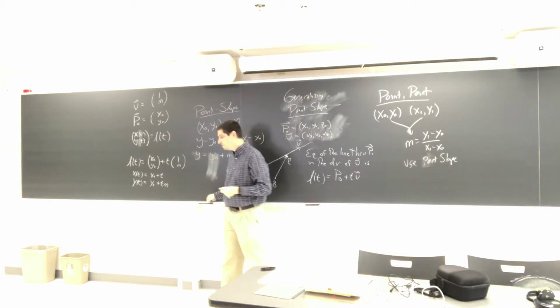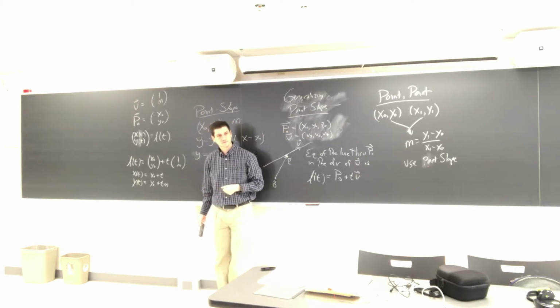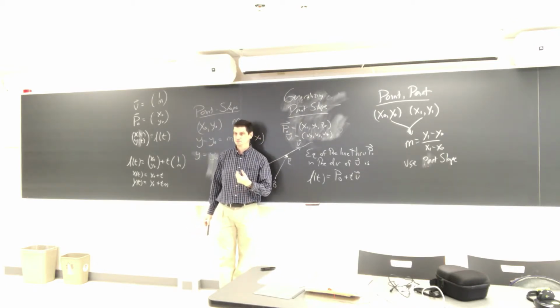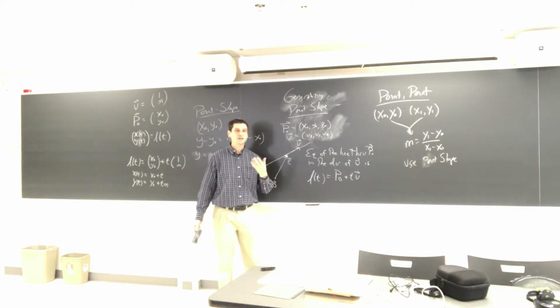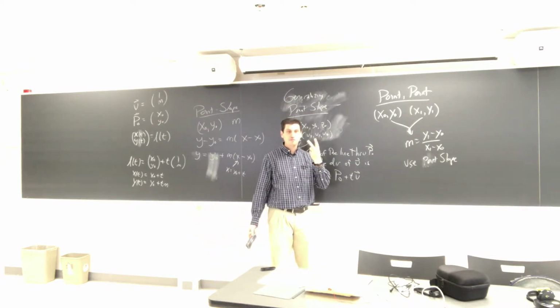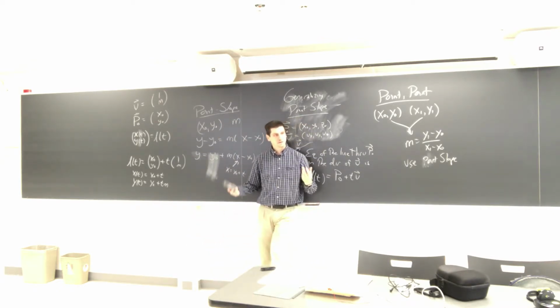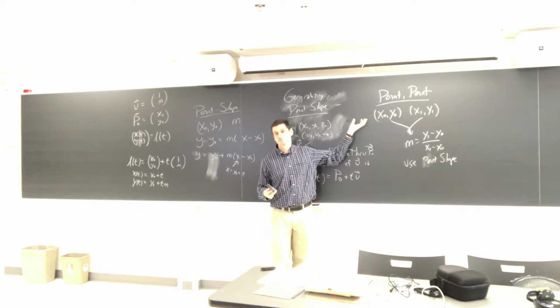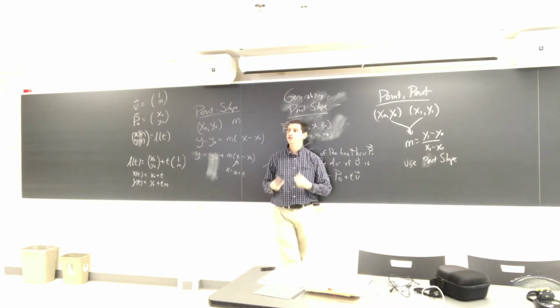How many points do you need to determine a parabola? 3. How many points do you need to determine a cubic? 4. Think about it. Parabola is ax squared plus bx plus c. You've got 3 unknowns, a, b, c. You need 3 equations to get those. So if you have 3 points, you can deduce it. A line is y equals mx plus b. You have 2 unknowns. You need 2 points. And then you can go through and solve.